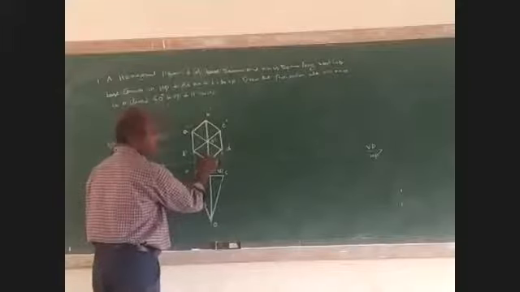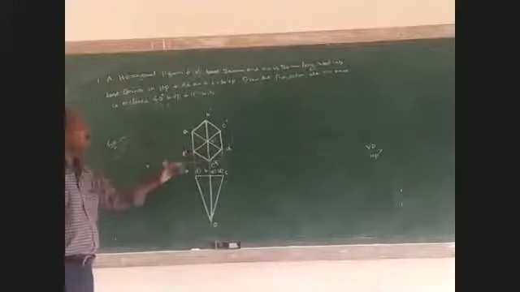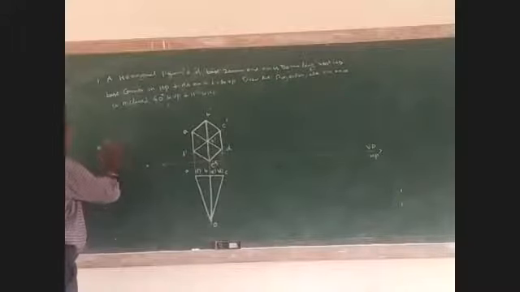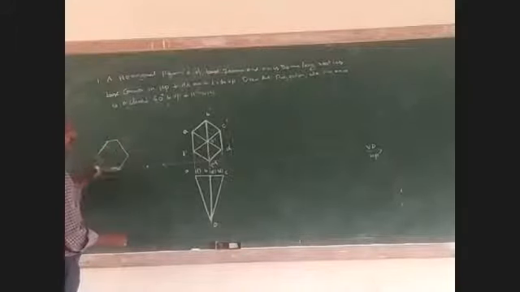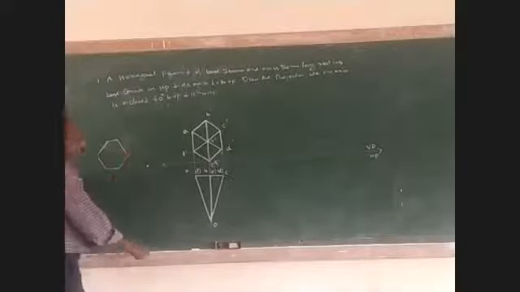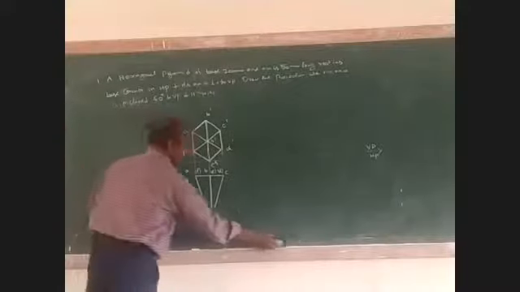If the base corner is on HP, it should be like this. If the base edge is on HP, the hexagon should look like this. If base edge, this is the corner. That is the difference you have to understand. Okay, it is the corner, not edge.